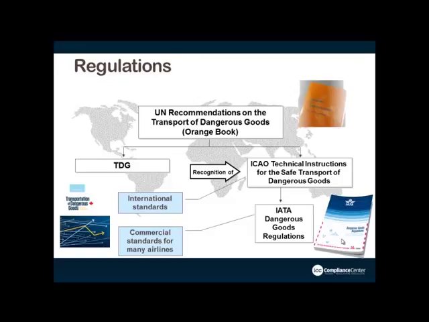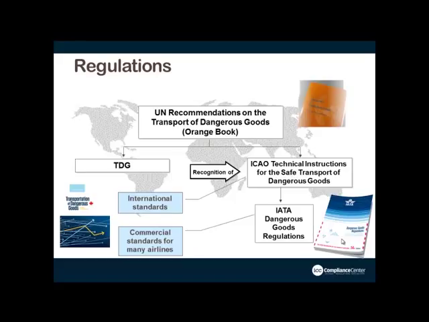In the U.S., hazardous materials are regulated by the Department of Transportation, DOT, through Title 49 of the Code of Federal Regulations, 49 CFR. TDG and 49 CFR allow the use of the ICAO technical instructions for shipments of hazardous materials by air. ICAO technical instructions are the international legal standards.